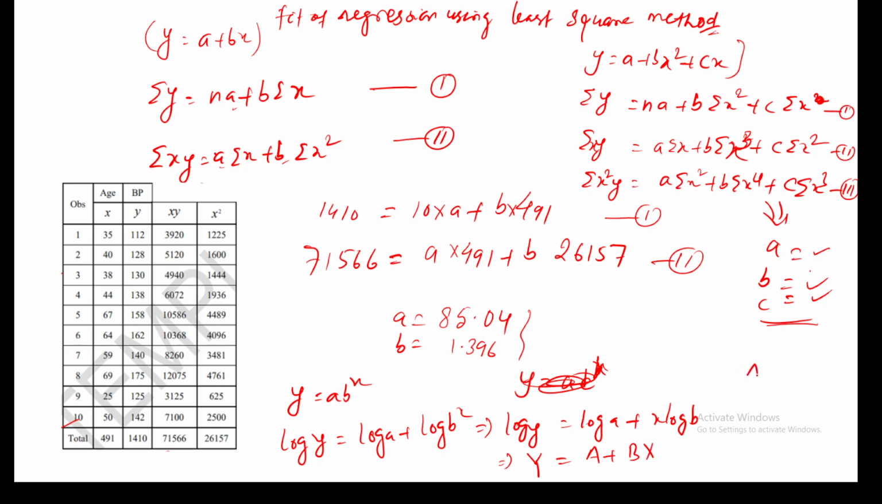So what is the value of A? A will be log a. Whatever value comes, we put small a equal to the anti-log of A. And what is the value of B? It is log b, so small b will become the anti-log of B. So that becomes our first one, and in a similar way you can do it. This is actually the least square method.